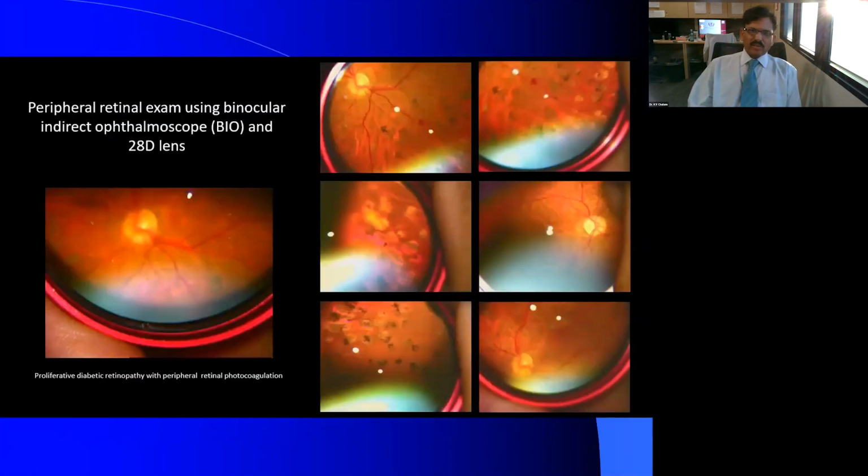So here are comprehensive photographs that were taken with indirect ophthalmoscopy. As you can see here, you can see all six fields, starting in the center, then inferior temporal, this is the posterior pole and the superior part of it. So this gives a picture of all the areas you can see, and these photographs were taken with a 28 diopter examining lens.